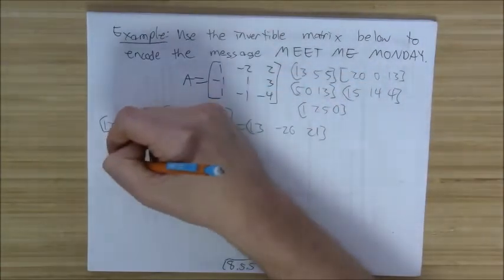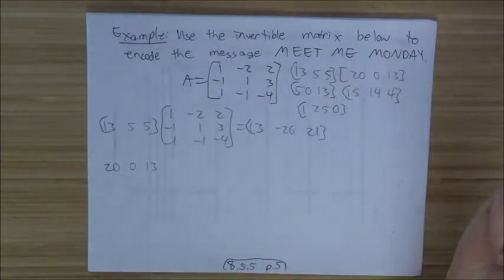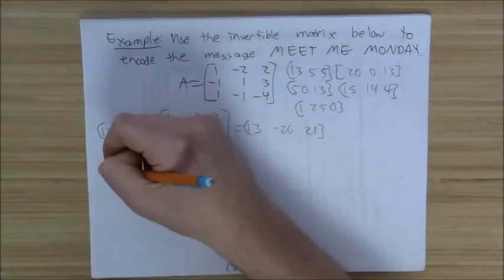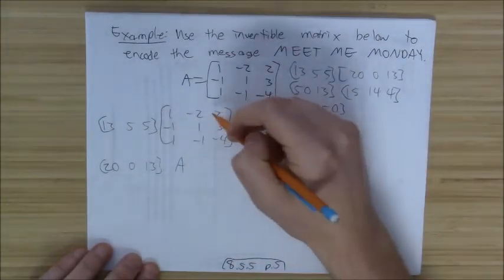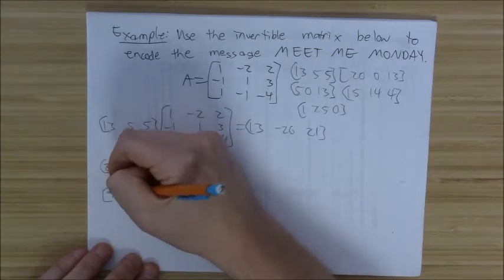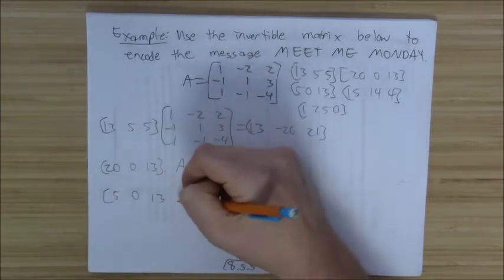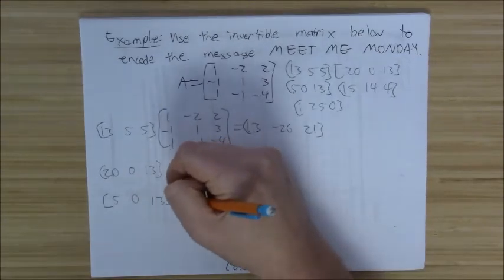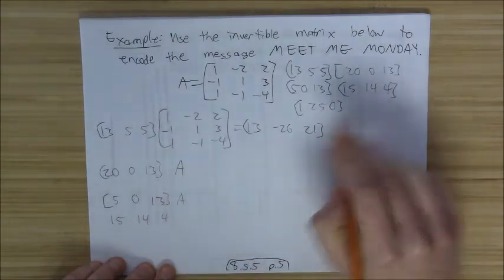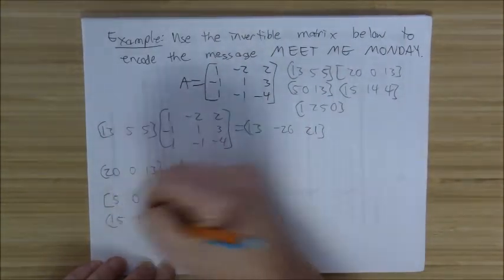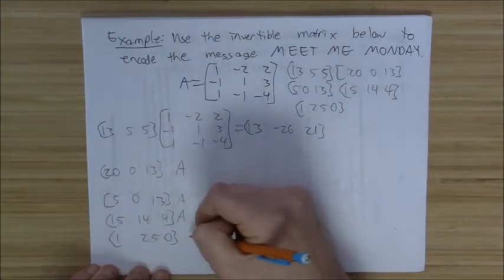If you continue in a similar way, you would have 20, 0, 13 times A. It's the same matrix. You would also have 5, 0, 13 times A. Here you would have 15, 14, 4 times A. And then finally 1, 25, 0 times A.